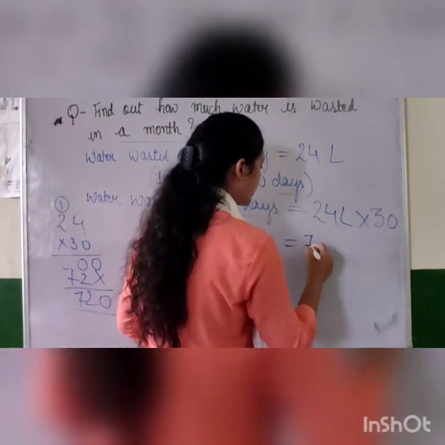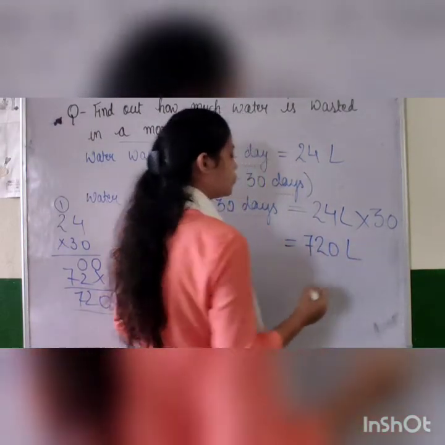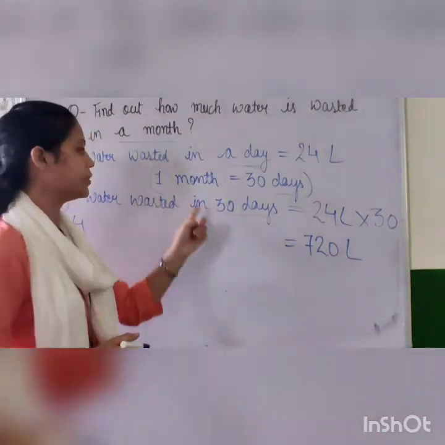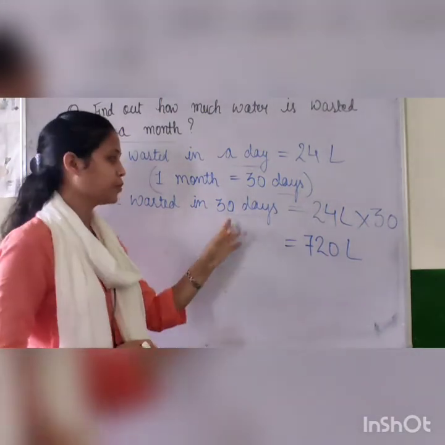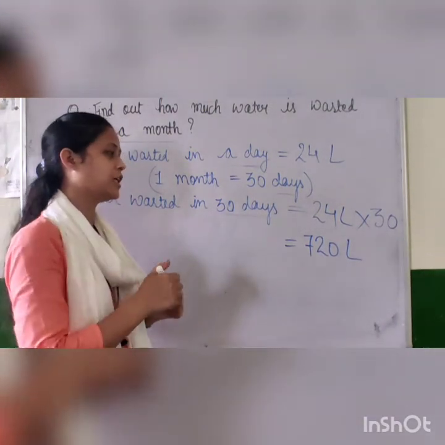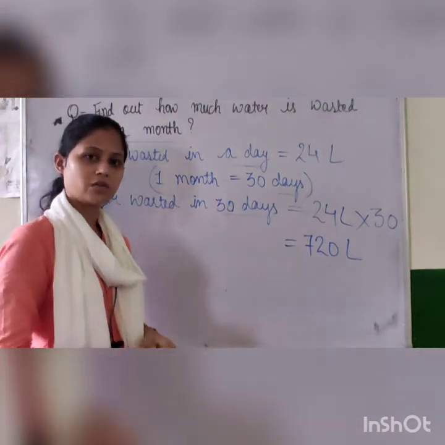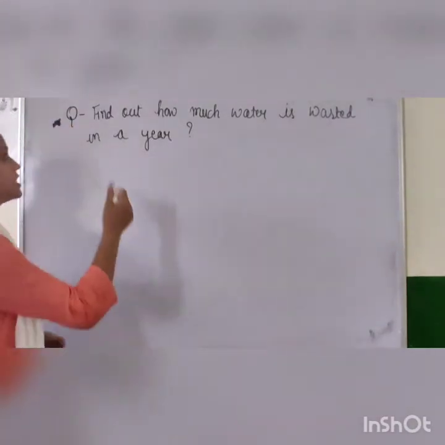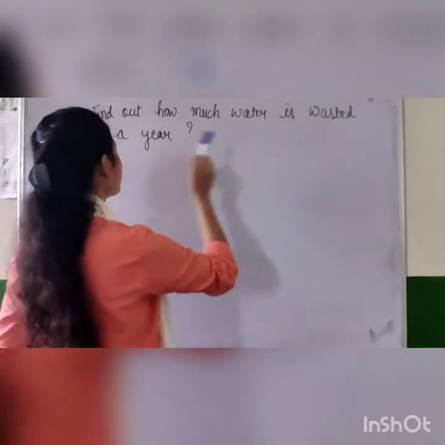Okay, 720 liters of water they are wasting in a month. Sorry, in 30 days. That is 1 month. You can write 1 month in place of 30. So 720 liters of water they are wasting in a month. Now the next question is find out how much water is wasted in a year.